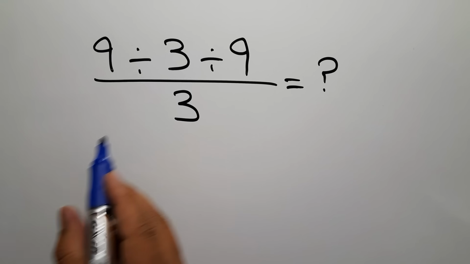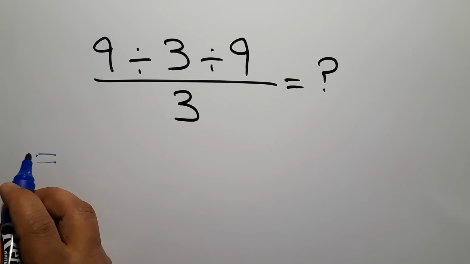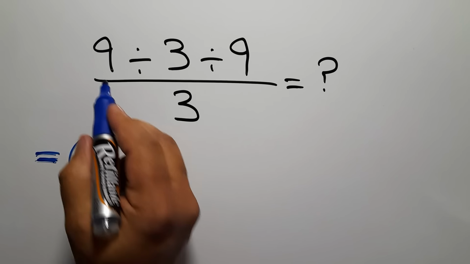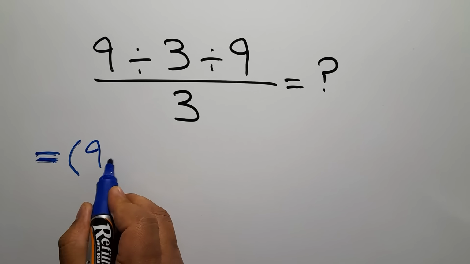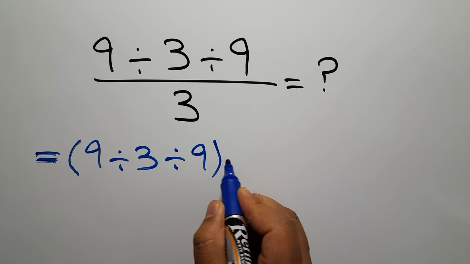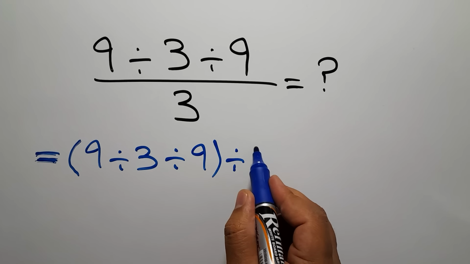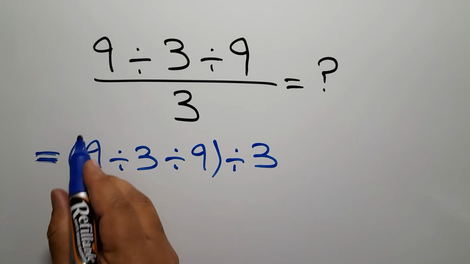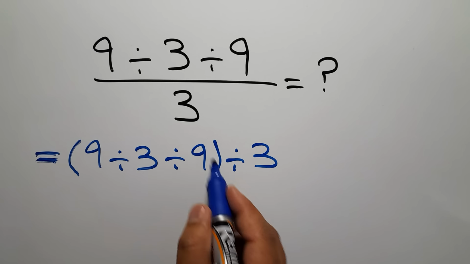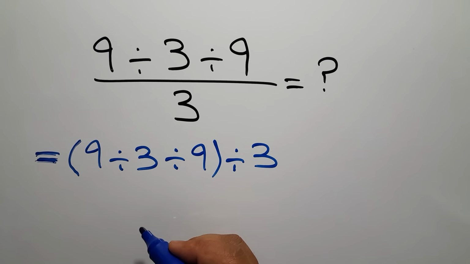Instead of this fraction, we can write parentheses, the numerator 9 divided by 3, divided by the denominator, which is 3. Now we have these parentheses and this division. Inside these parentheses, we have two divisions.